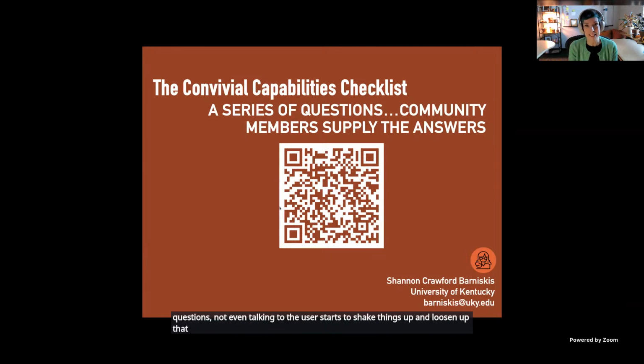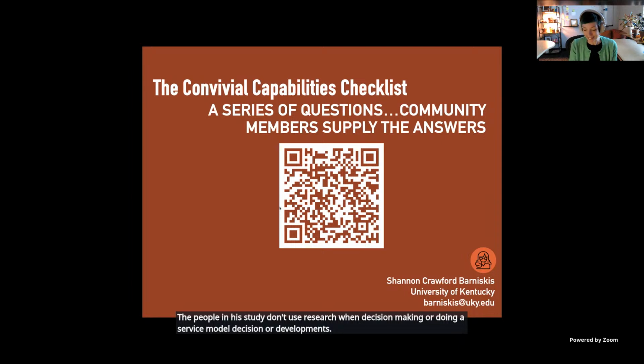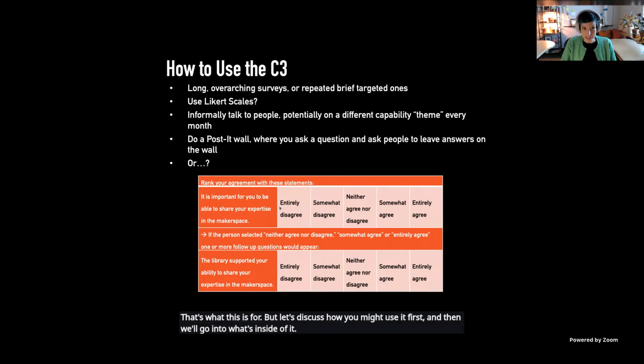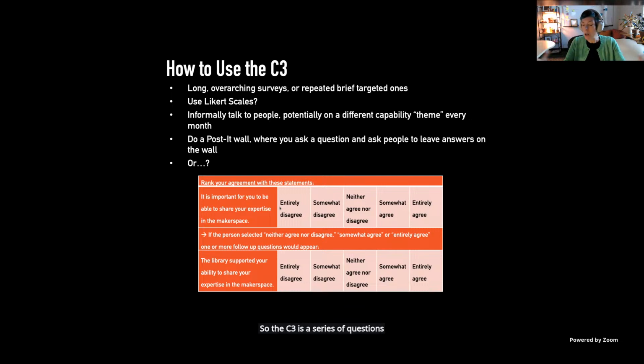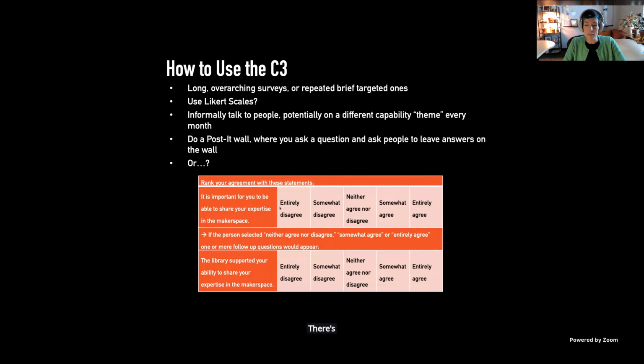So when Jimmy just recently said that 39% of the people in his study don't use research when decision making or doing a service model decision or developments, that's what this is for. So let's discuss how you might use it first, and then we'll go into what's inside of it. The C3 is a series of questions, and you could use it all at once in one ginormous survey if you want. I do not recommend. There's too many moving parts here, and that survey would take somebody an hour or more to go through.